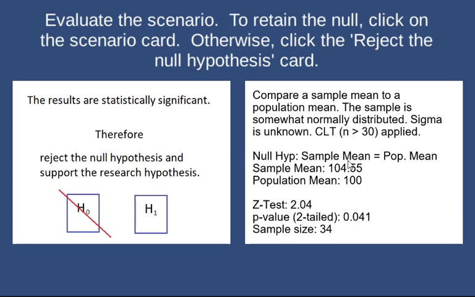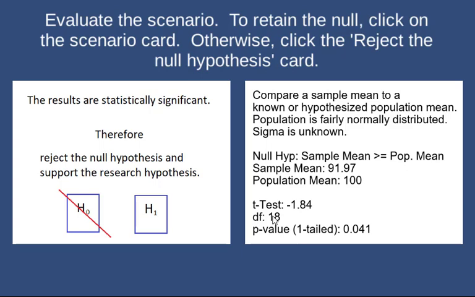We have another example with a large sample size. It's two-tailed. Sample mean is 104.55. Population mean is 100. Z-test is 2.04. The p-value for this two-tailed test is 0.041, which is less than or equal to alpha level. We reject the null.